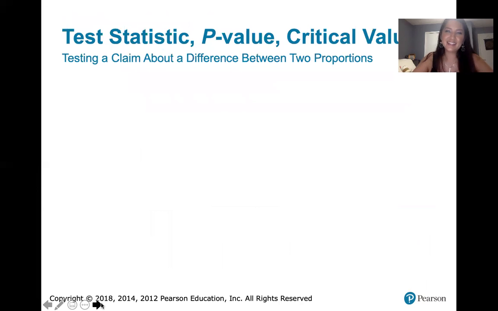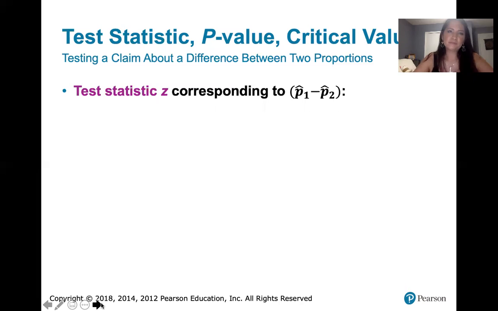Okay, so this slide is just a review of everything we've just talked about. We're going to use test statistics, p-values, and critical values, just like we did in chapter 8. The formulas are just a little bit more complicated because we're dealing with two proportions as opposed to just one proportion. And then in the next lesson, we're going to look at two means as opposed to just one mean, but the principles are the same.